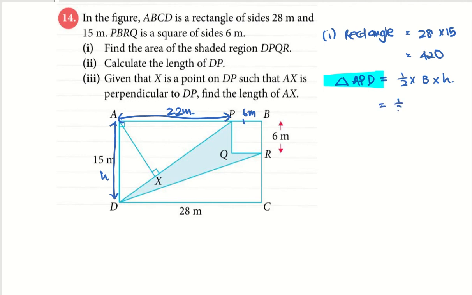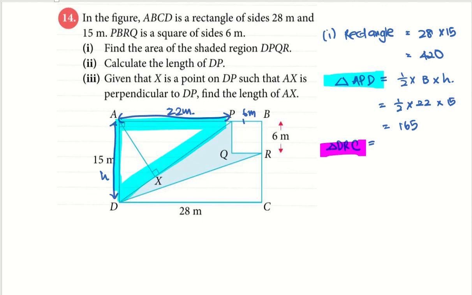Put into your formula, half times base times height, you get area of triangle APD to be 165. Okay, triangle found. Let's move on to another triangle, which is your triangle DRC. Triangle DRC will be this one over here.